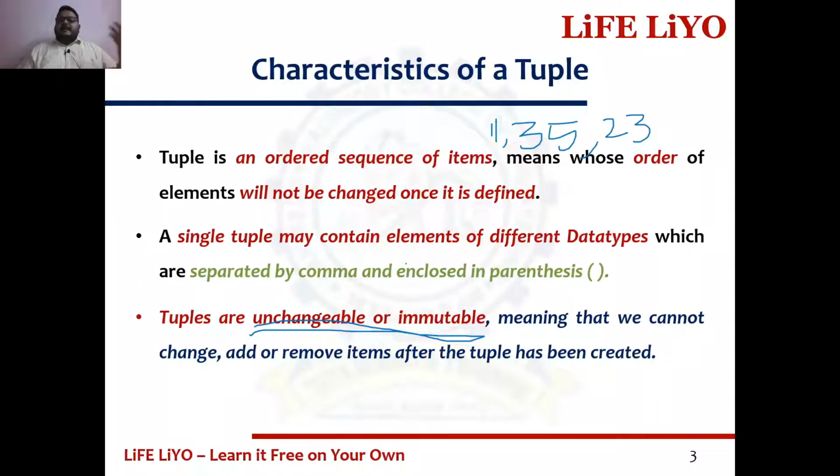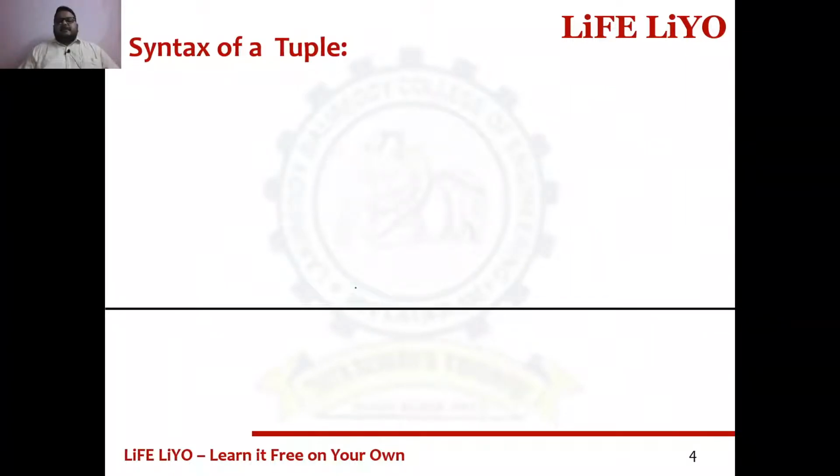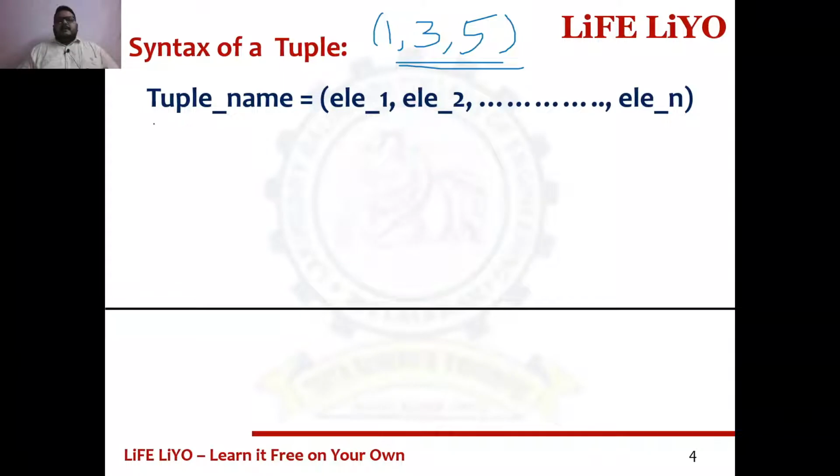A single tuple may contain elements of different data types. How are these elements going to be written? All these elements are enclosed in parentheses and separated by commas. Syntax of a tuple: all the elements are kept inside the parentheses, and all the elements are separated by commas. So 1, 3, 5, then we can simply call this a tuple. Look here: tuple name equal to all the elements separated by commas.